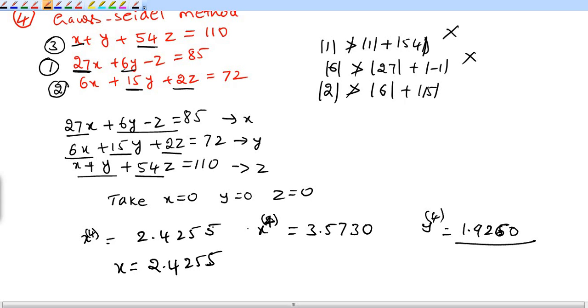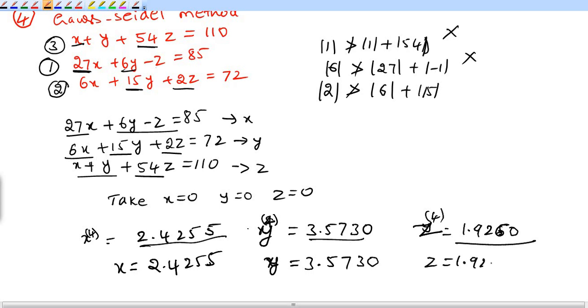Why do you have to take this up to x4? Because the x4 and x3 values will be very close, and the y4 and y3 values will be very close. That's why you have to take up to x4. Generally, if it is not mentioned, the answer you get at the third iteration or fourth iteration is taken. So 1.9260, this is the conclusion. Hope all of you understood. Thank you for watching this video.